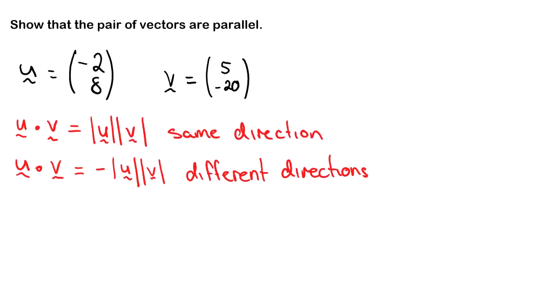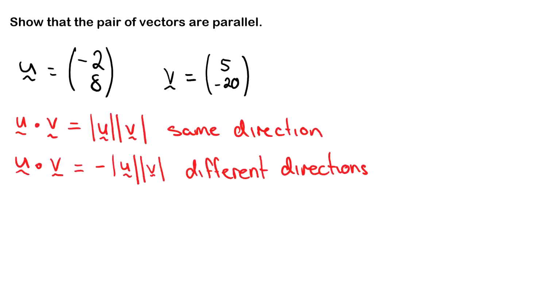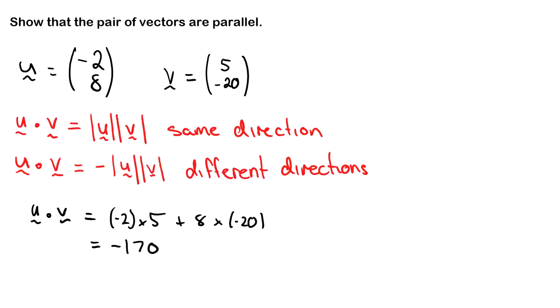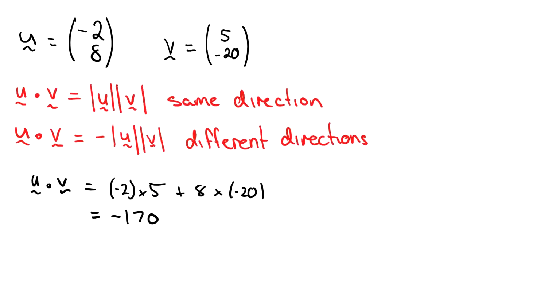Next, we need to show that the pair of vectors are parallel. This means we need to prove that the scalar product is equal to the two magnitudes of the vectors multiplied. So the scalar product is negative 170. We next need to find our two magnitudes.